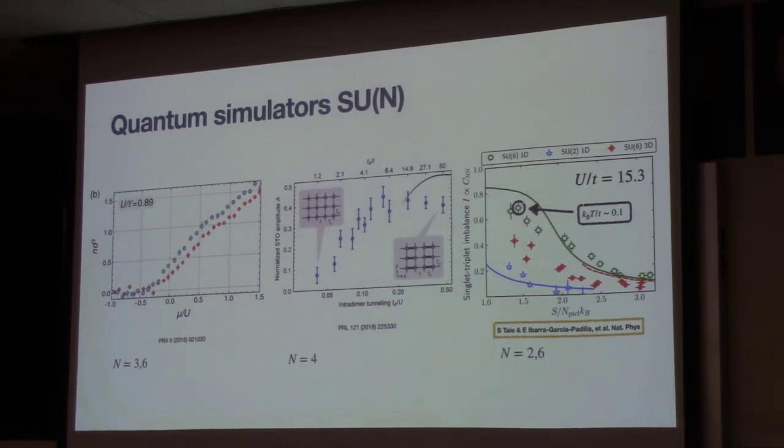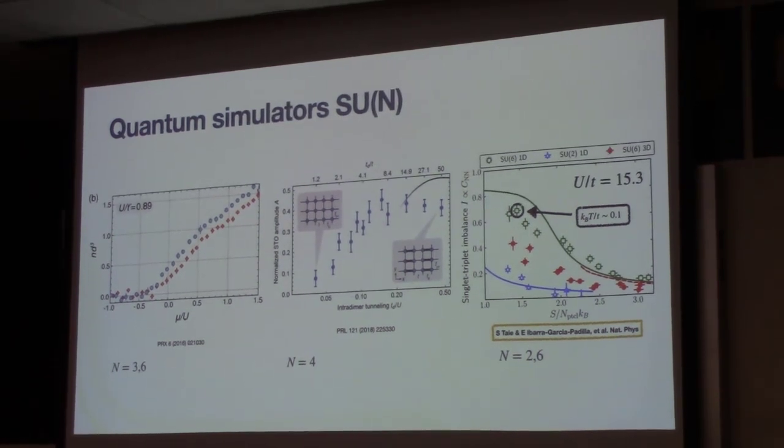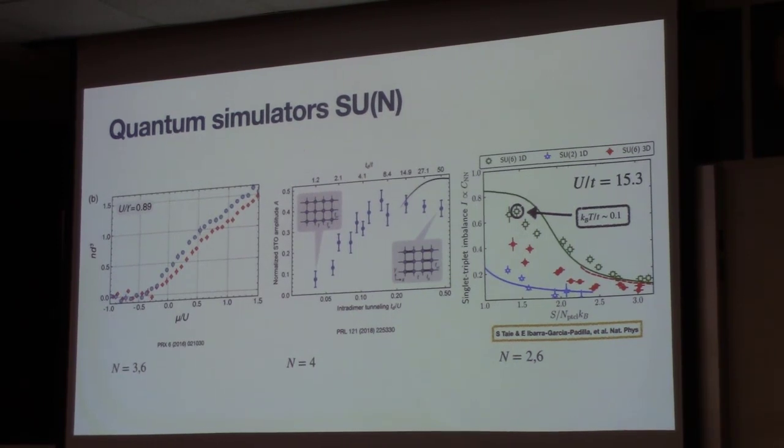Yes? I didn't quite catch why there was no hyperfine coupling in the alkaline elements. So in the alkaline element, you have two electrons. For example, in hydrogen you only have one, right, in the valence.